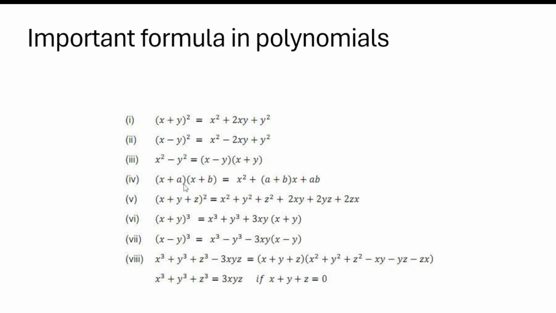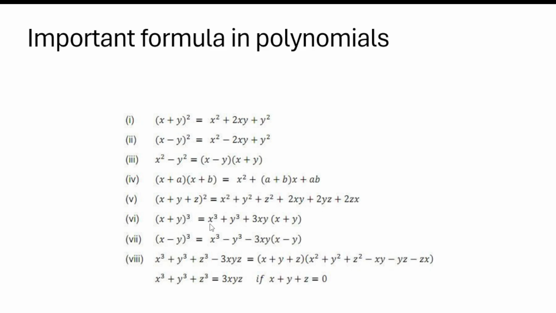Then (x plus a) into (x plus b). If you use a constant here, x square will be there, and the two constants a and b will give ab, and the middle term will be (a plus b) into x. And then (x plus y plus z) the whole square is x square plus y square plus z square, and all the cross terms will be twice: 2 into xy, then the second and the third, yz, and the first and the third term, zx.